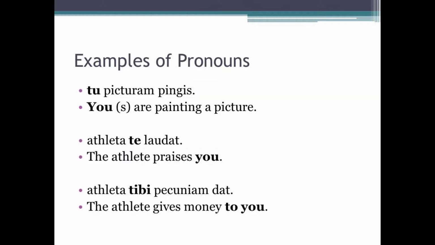Finally, before we have a look at some more vocab, let's have a look at a few examples of pronouns in use. Tu picturam pingis. You are painting a picture. Athleta te laudat. The athlete praises you. Athleta tibi pecuniam dat. The athlete gives money to you. In these three sentences, notice how the three cases, nominative, then accusative, then dative, alter the meaning of the pronoun within the sentence.